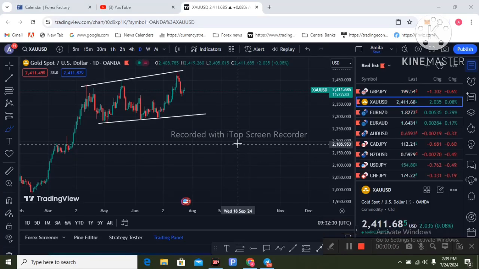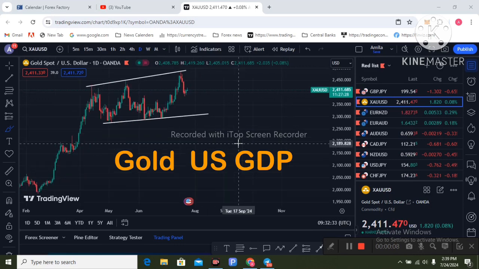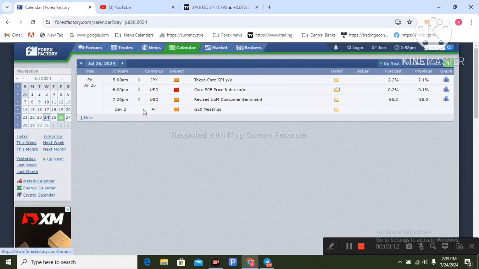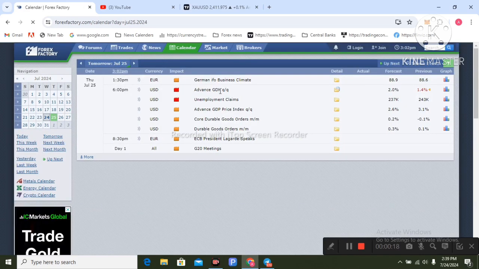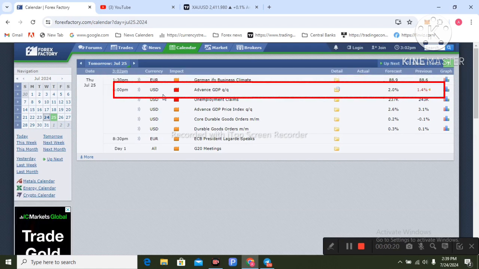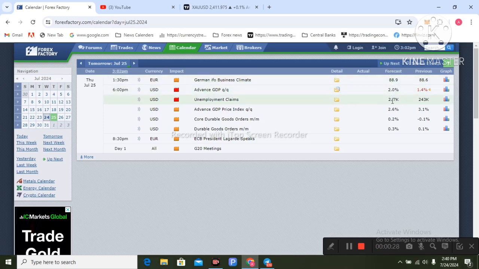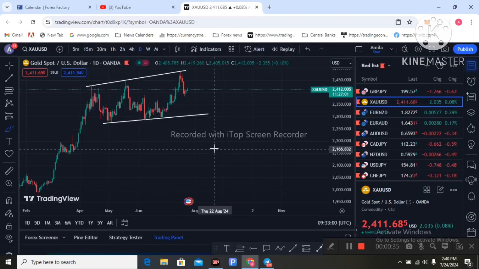Today I am going to analyze gold with the USA GDP report on July 25th, Thursday. That will release the US GDP report. You can see on the Forex Factory website the advanced GDP quarterly report; the previous figure is 1.4%. The Fed, the American central bank, forecasts an increase to 2%. So how to trade gold with this USA GDP report?